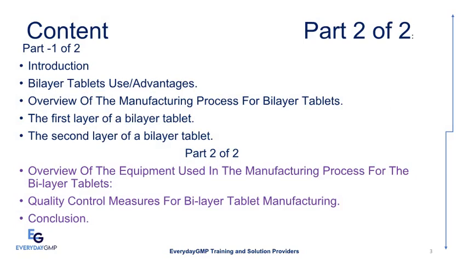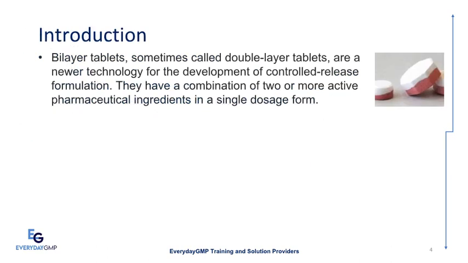Overview of the manufacturing process for bilayer tablets. The first layer of a bilayer tablet. The second layer of a bilayer tablet. Overview of the equipment used in the manufacturing process for the bilayer tablets. Quality control measures for bilayer tablet manufacturing. The last, conclusion.